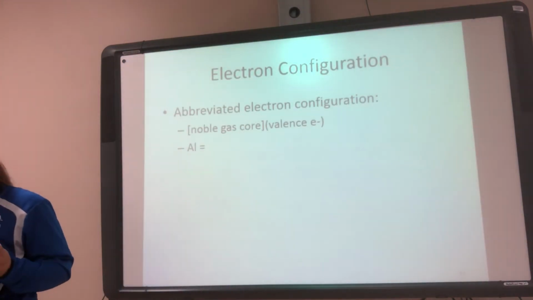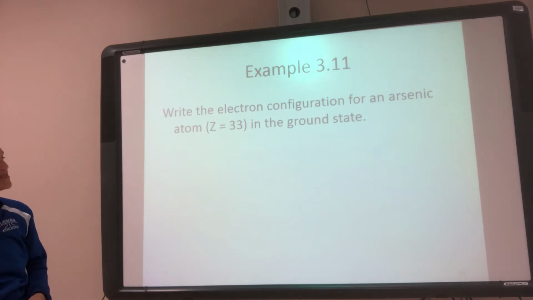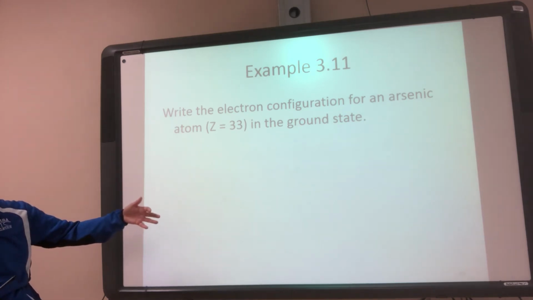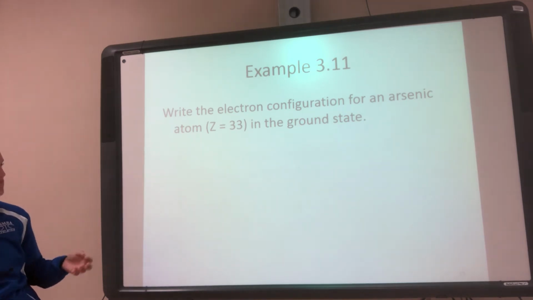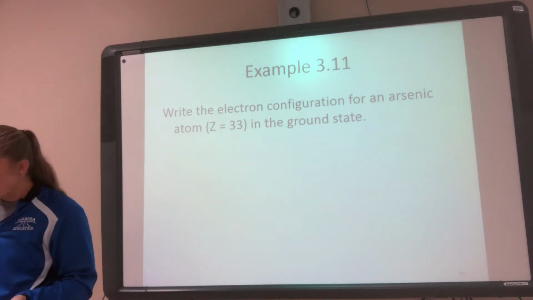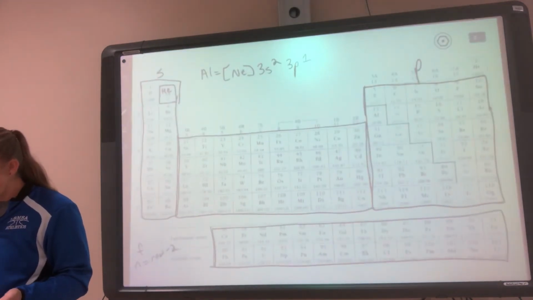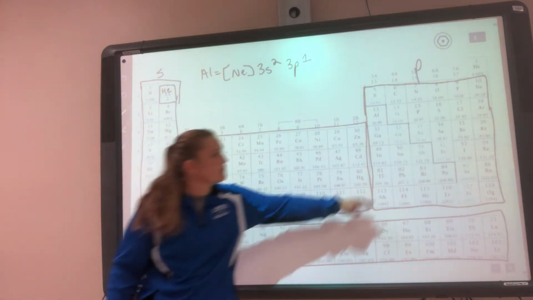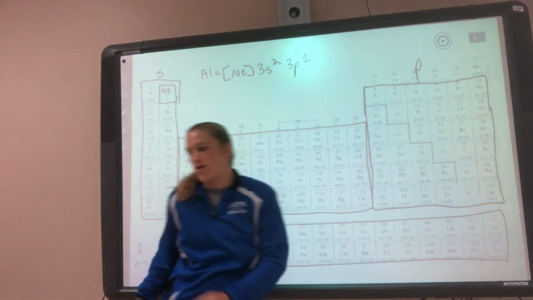If you have the slides, go to the next one. This one says to write the electron configuration for an arsenic atom, and I told you that its atomic number is 33, and the ground state. The ground state is just my condensed version, my noble gas core, the shorthand. So not my full configuration, the short one. I want the short one for arsenic. Arsenic is number 33, so I'm going to go back to my periodic table. Let me find arsenic right over here. It's number 33, so I write As.